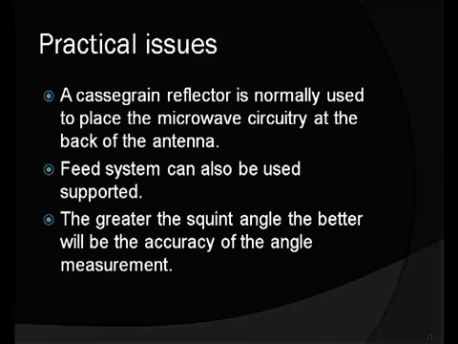Practical issues: generally a Cassegrain reflector is normally used to place the microwave circuitry at the back of the antenna. The feed system can be easily supported with this. The greater the squint angle, the better will be the accuracy of the angle measurement.